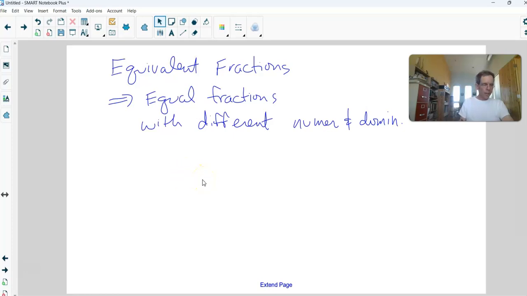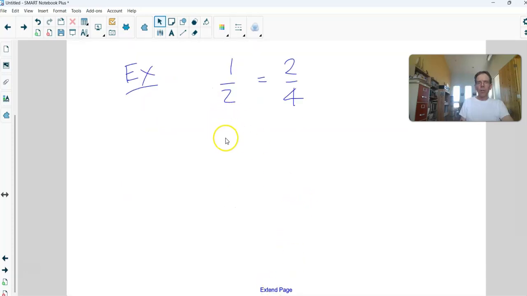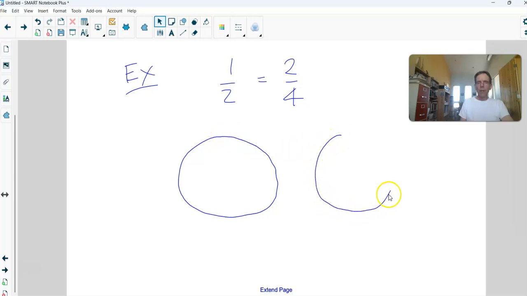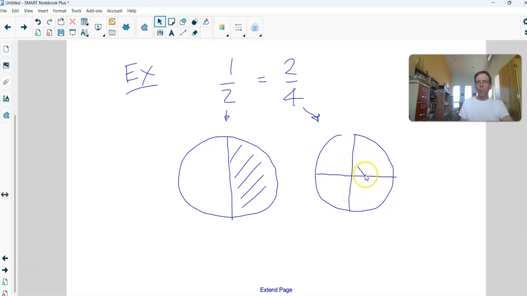So here's an easy example to see. How about 1/2 and 2/4? Visually, this is super easy to see with a pie or even a number line. I'll do both. So the first fraction is saying divide up the whole thing into 2 equal pieces, and we want one of them. The other fraction is saying divide up the whole thing into 4 equal pieces and take 2 of them.